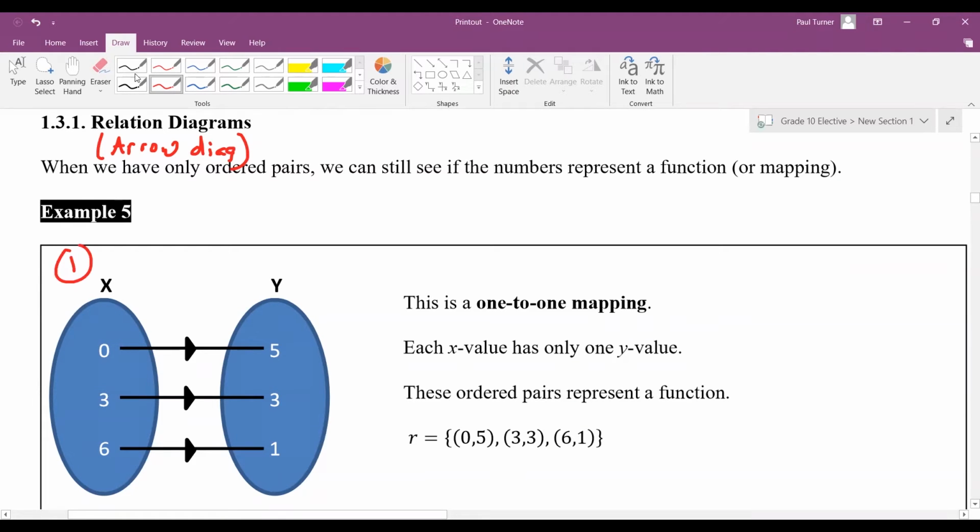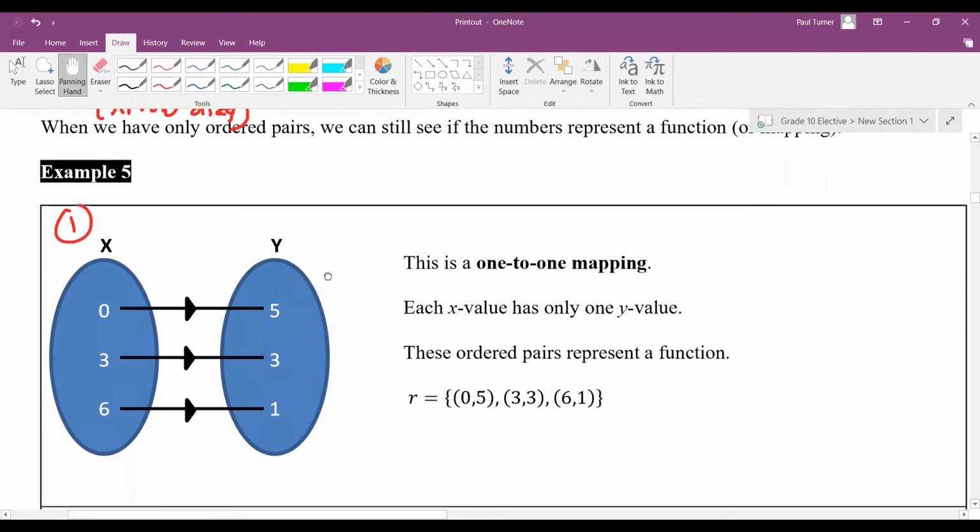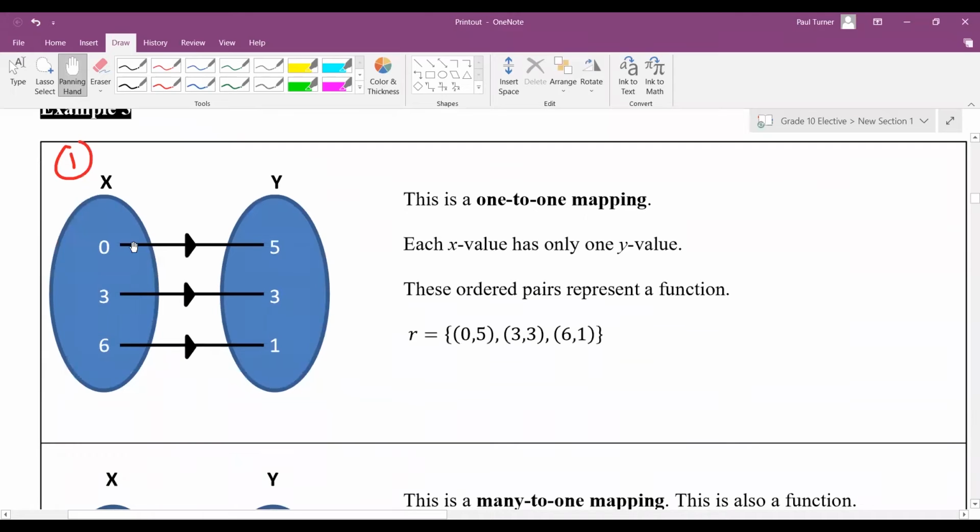This is the first one. Let's look at the first one. So this is where each x value only goes to one y value. And we call that a mapping. These are called one-to-one mappings. This is a new word. It's just a name we use for the relations. So this is a mapping. 0 is mapped onto 5 like that. So you can look that word up a bit more. I'll explain it more later.